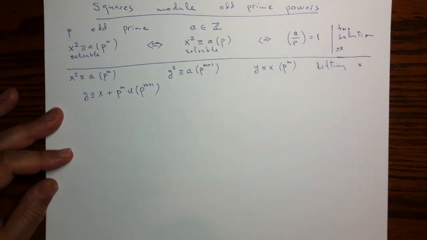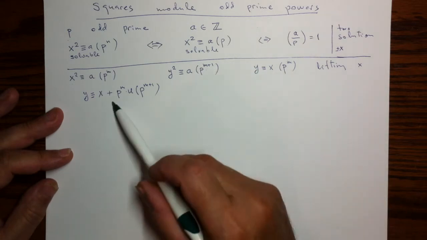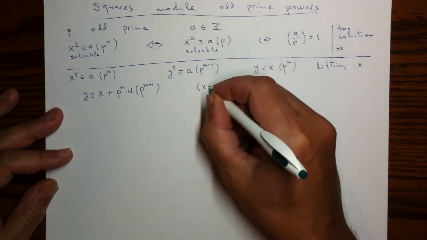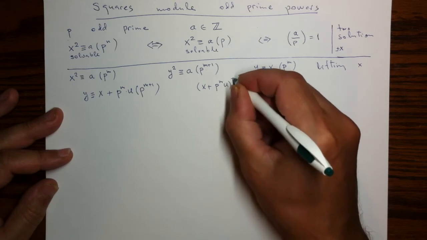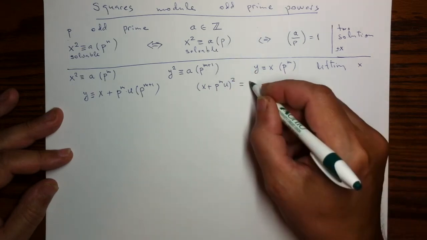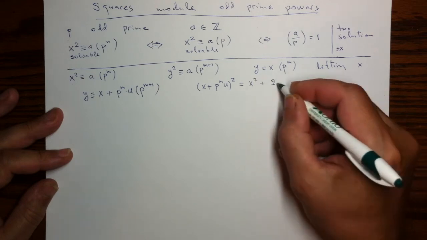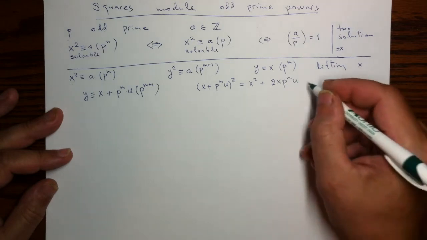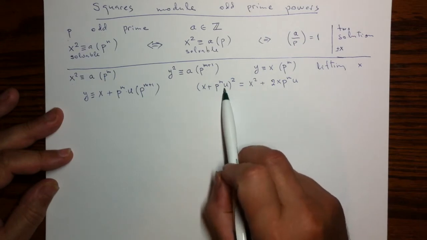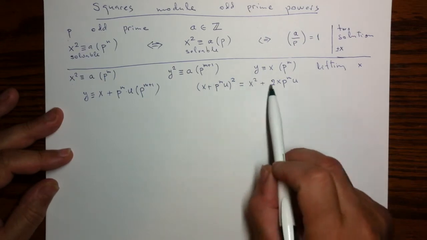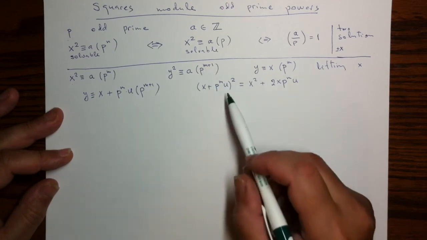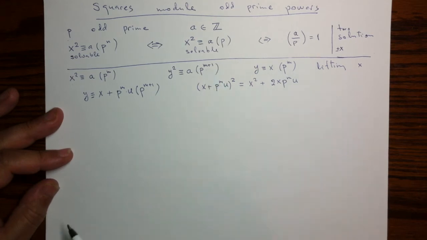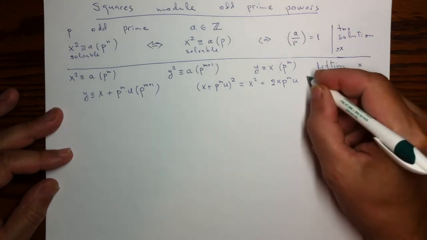And all that is left now is to plug it in and see what happens when we compute the square. When we compute the square, we will have x squared, and then we'll have twice x p to the m u, and then we'll have the square of this. But the square of this is going to disappear because I'm looking at this square modulo p to the m plus 1. So the square of this will disappear because it will be p to the 2m, and 2m is not smaller than m plus 1, so it is going to be 0.